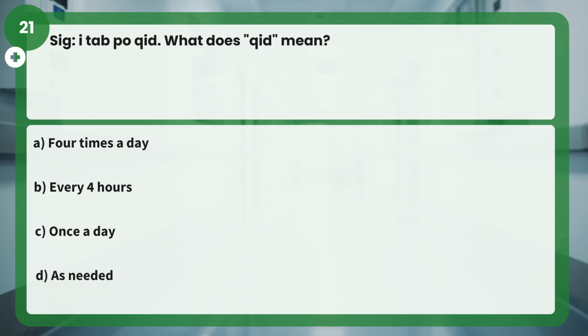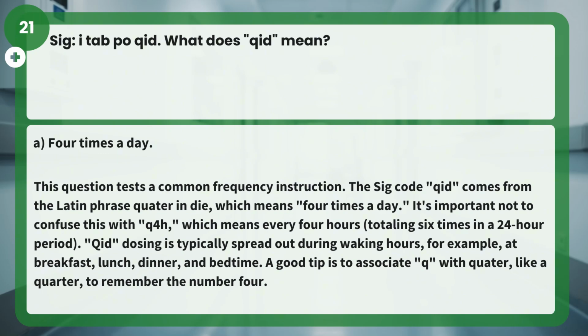Question 21. SIG, 1 tab PO QID. What does QID mean? A. Four times a day. B. Every 4 hours. C. Once a day. D. As needed. Answer, A. Four times a day.